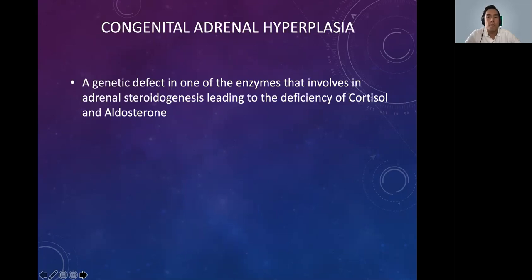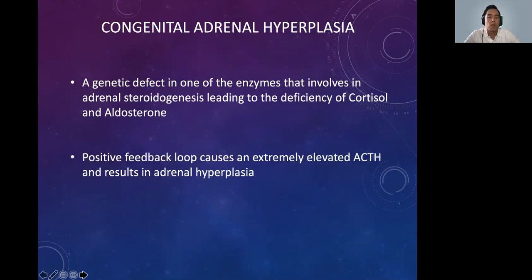So what is congenital adrenal hyperplasia? It is a genetic defect in one of the enzymes involved in adrenal steroidogenesis, leading to the deficiency of cortisol and aldosterone. Because of the deficiency of these two hormones, there is a feedback that causes an extremely elevated ACTH, resulting in adrenal hyperplasia. This is a histological term: before they discovered the hormonal defects, they found that the adrenal glands of these patients are extremely large, hence the name congenital adrenal hyperplasia.